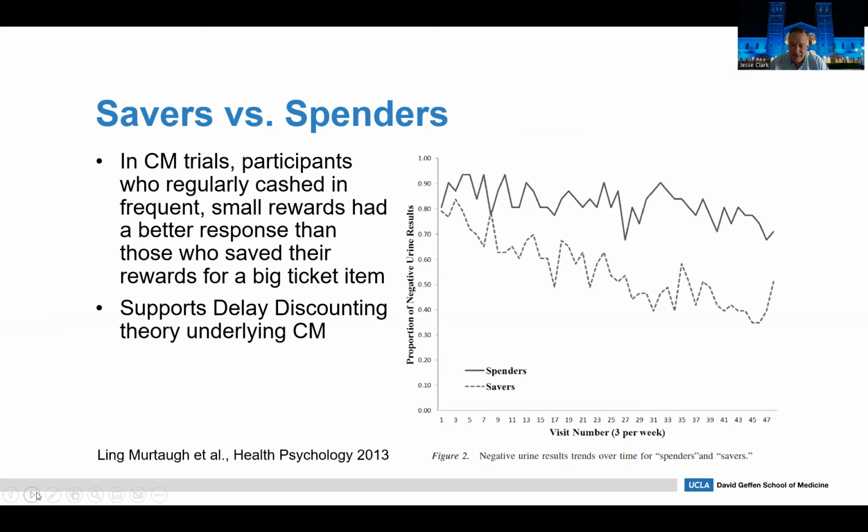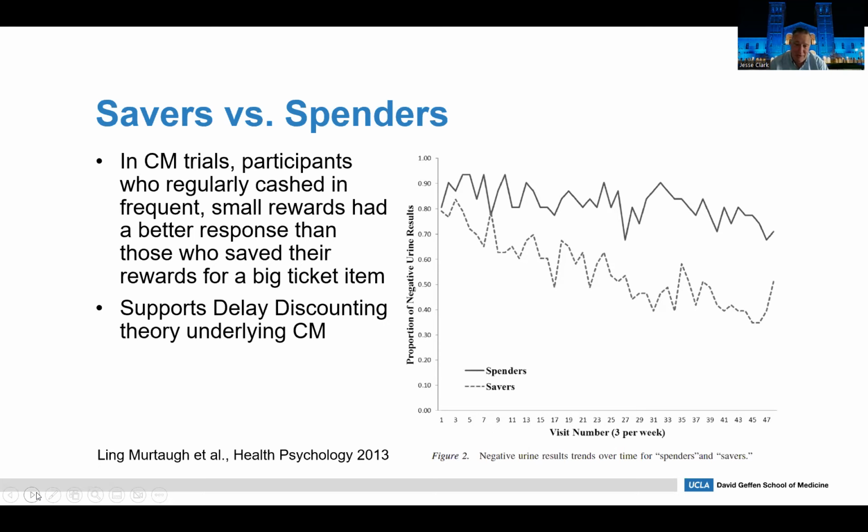And so a sub-analysis that was done by Kimberly Ling Murtaugh and Kamaz Krishnamurthy looked at people who saved versus spent their rewards. So this is looking at the issue of delayed discounting and saving up. They found that people in the trial were given vouchers that they could cash in for rewards whenever they chose. And so they compared the people who cashed in their vouchers for frequent small purchases to the people who were saving their vouchers up to get a really big reward. You know, they want to buy a TV or something, as opposed to the people who use their vouchers to buy a pack of cigarettes or some gum or something like that regularly.